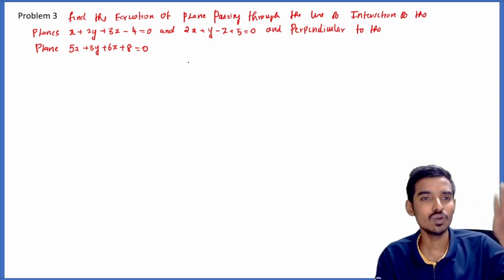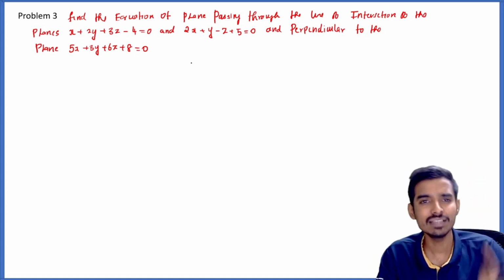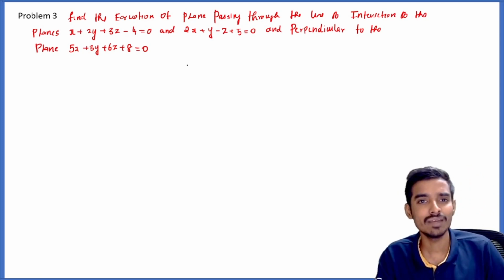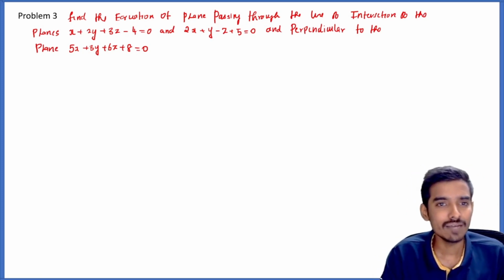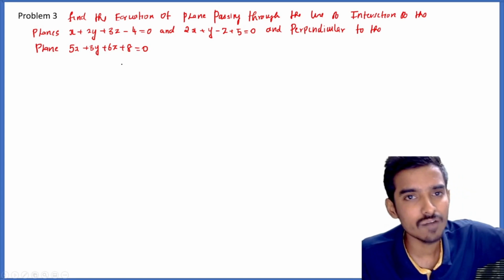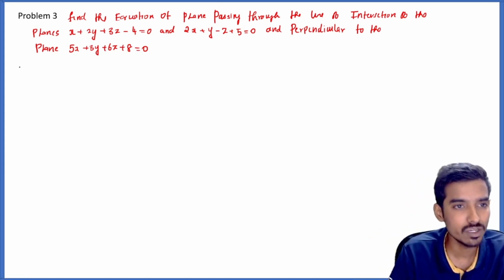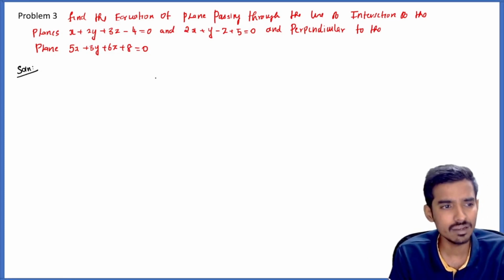Please pause the video and do the problem on your own. It is a very, very easy problem. If you understand all the concepts very well, you can do this very easily. Whenever they give perpendicular, you make use of the direction ratios of their normals. If you have not done it, no problem, just go through this. You can do the next similar problem.